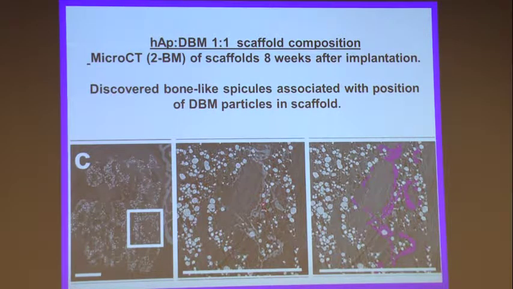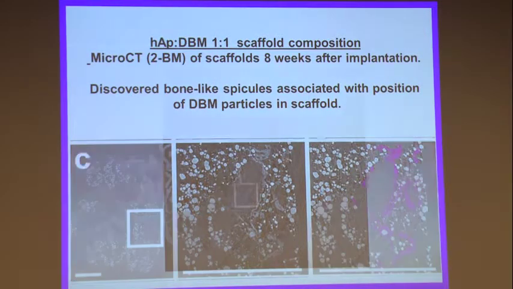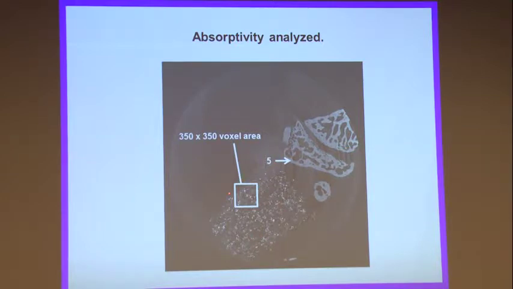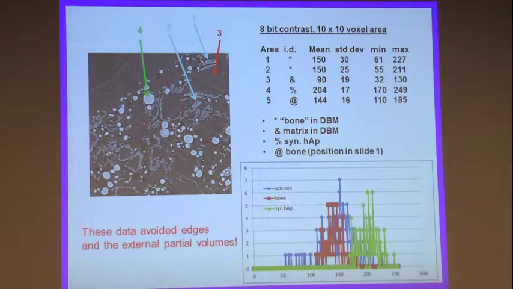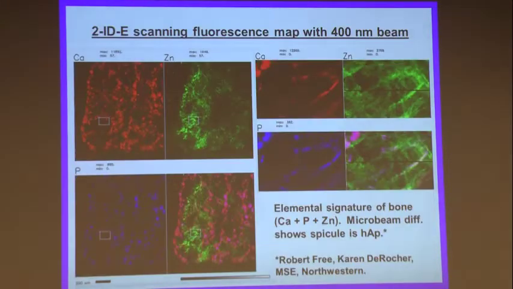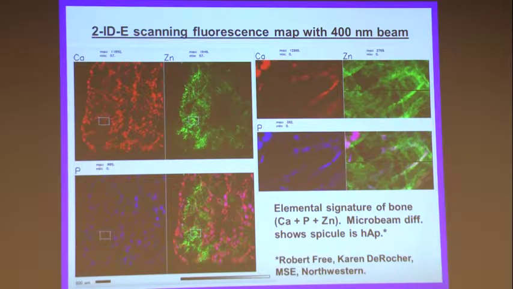So we wanted to identify whether this de novo bone formation within the DBM was in fact bone. Here, just to show you that the contrast is identical, we take this area and compare to position 5. And here's a histogram of bone and spicules. There's the mean value in 0 to 255 scale for the spicule area 1 and 2 is 150. Bone on the other slide was about 144, so the spicules indeed have the same contrast as bone and suggests that in fact it is bone. That's not enough though. There are other things that are involved with bone.